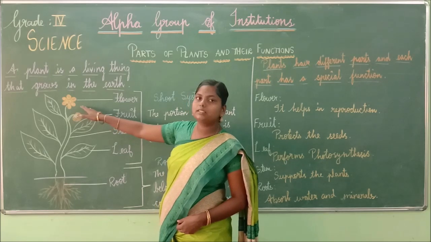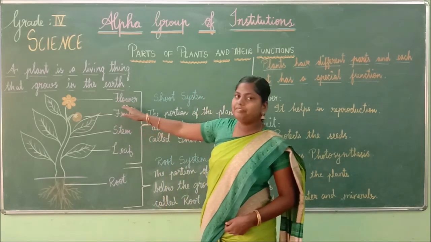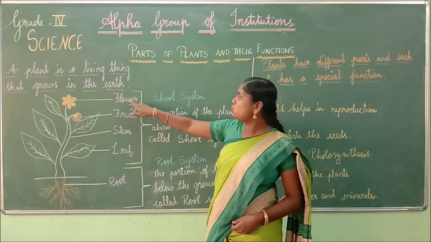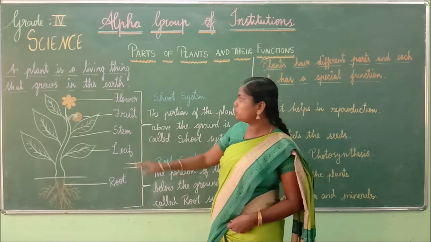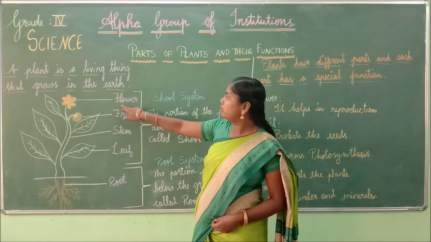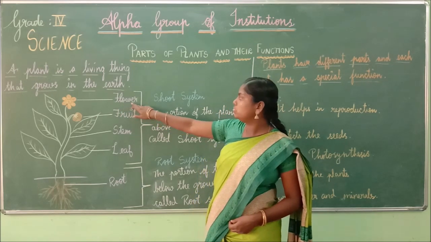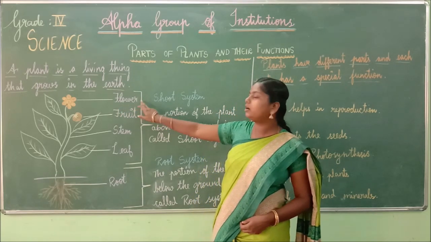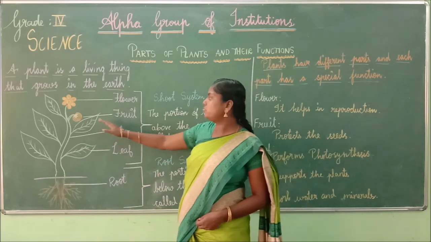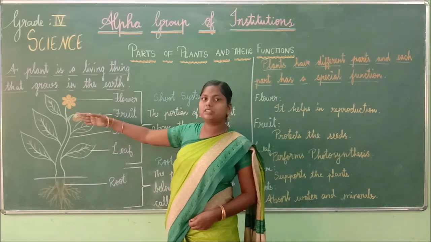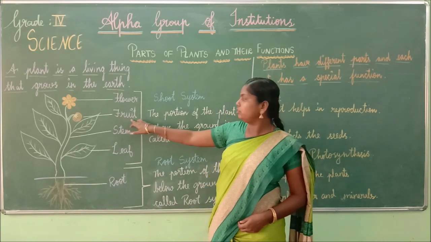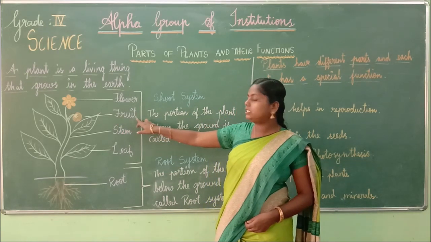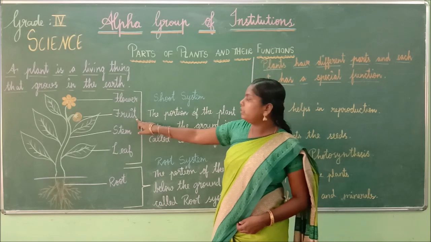And the next one is flower. F-L-O-W-E-R. Flower. Spell it out again. F-L-O-W-E-R. Flower. And the next one which will be continuously coming after the flower is fruit. F-R-U-I-T. Fruit. Spell it out.